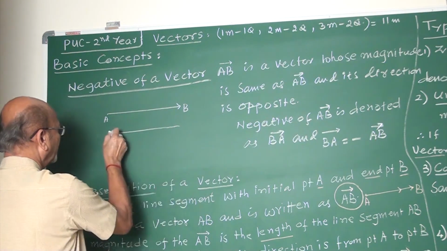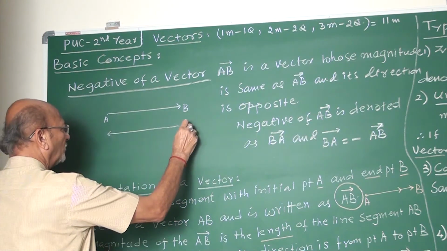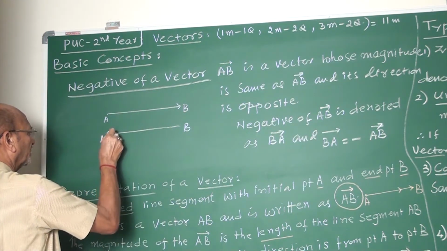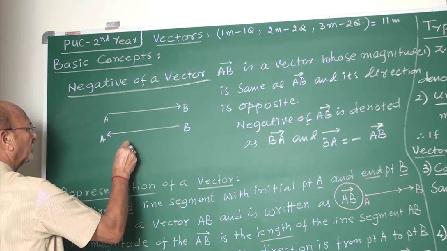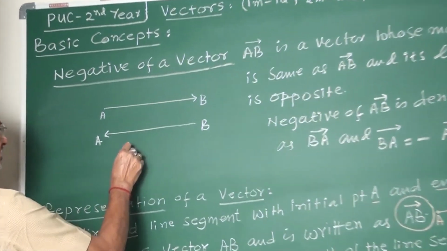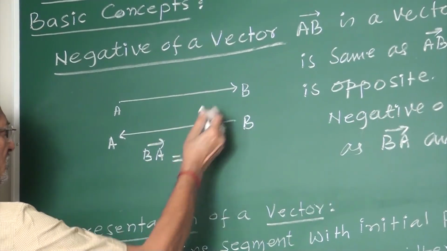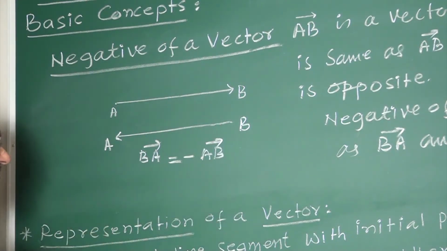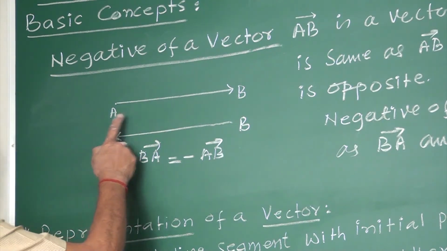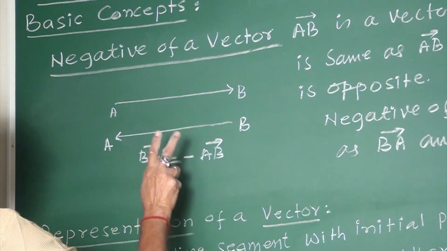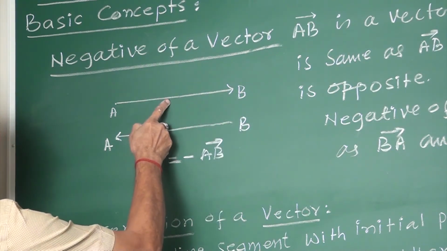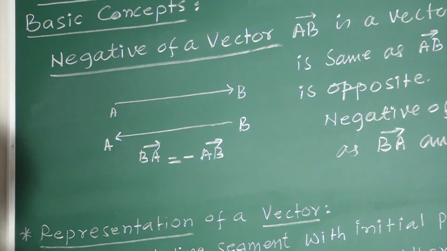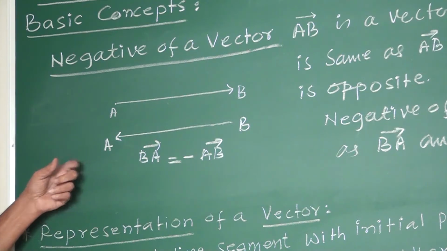This is vector AB. Then what is your negative of the vector AB? This is, my friends, direction is different. This is from B to A. So this is vector BA, and it is opposite. Minus the vector AB. Therefore, my friends, it is negative of the vector AB. This is vector AB. Its negative is a vector BA, whose length is same and its direction is opposite.